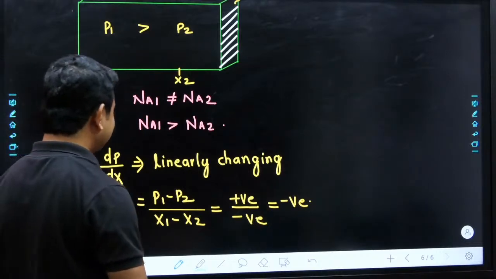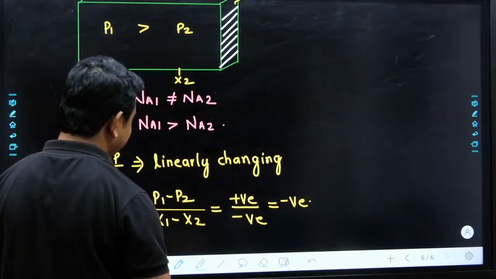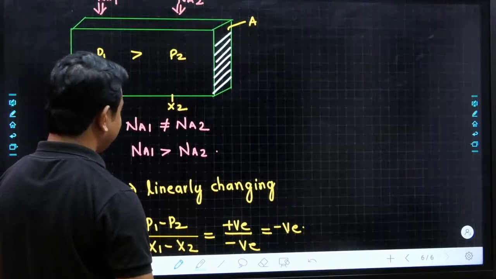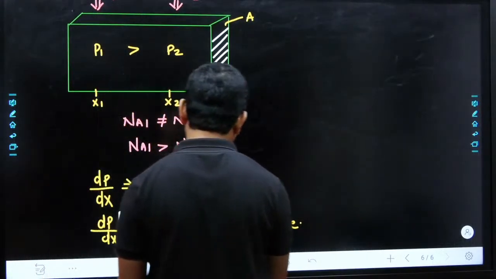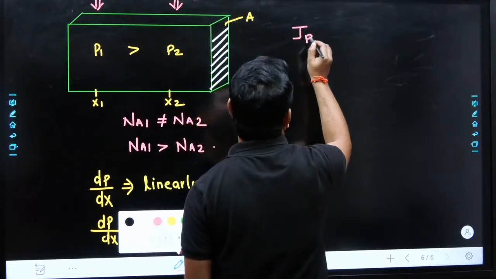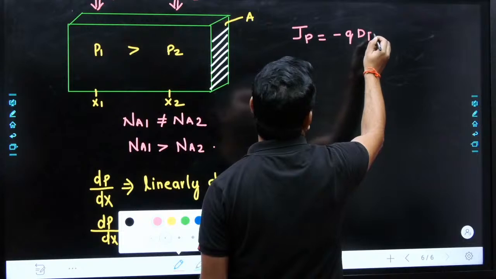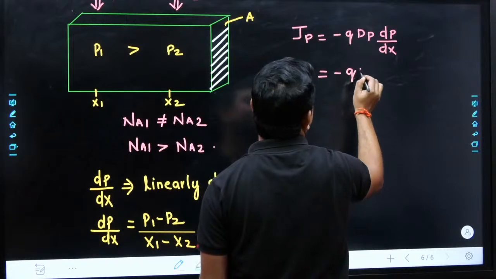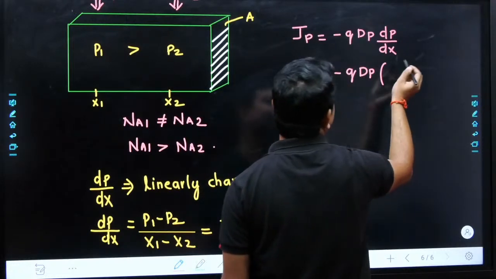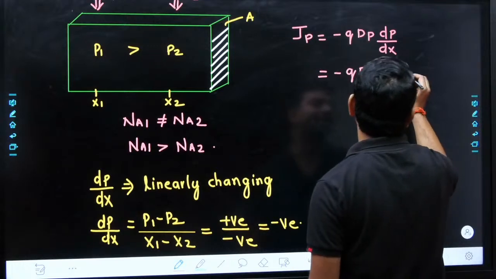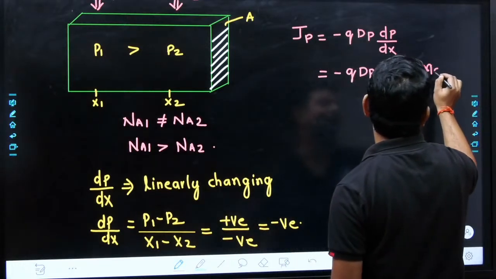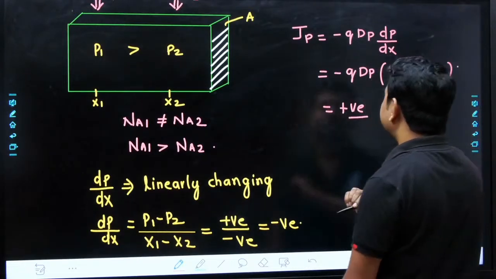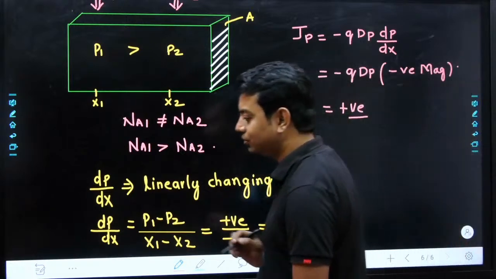So, we are having a negative sign, P1 minus P2 over x1 minus x2, with a positive upper side and a negative lower side. If you write the equation, what will be the equation? The equation is Jp, given by minus q Dp dp by dx. We got that this is minus q into Dp, and dp by dx will have a negative sign. So, I write here that this is a negative magnitude. If this gives a negative magnitude, overall we are having a positive result here. The value of Jp will have a positive value here.